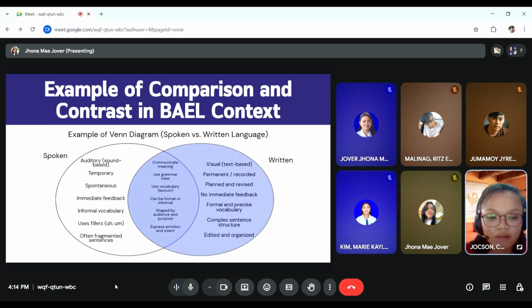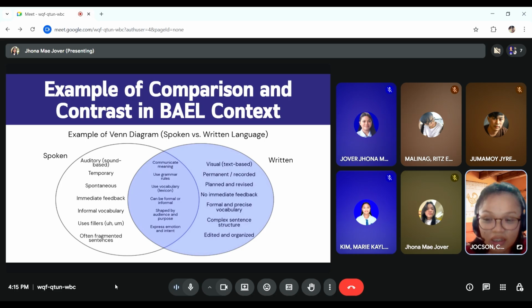Okay, so we also have another way to present your organizational pattern of comparison and contrast. You have here a Venn diagram, like what was explained earlier. You have two circles that you're going to use, and in the middle of that is the similarity, which you're going to point out based on the two features of your two specific topics. So for spoken and then written, there are the differences at the left and right circles.